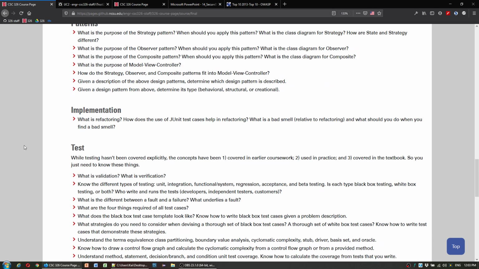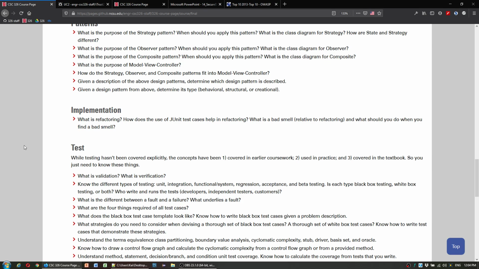All right, given a description of the above design patterns, determine which design pattern is described. I've just described them. Hopefully if you get a description like that, it becomes relatively clear. I would like to think that you're not going to confuse things like the composite pattern versus the strategy pattern. They're relatively disparate. We're not going to have you explain more nuanced descriptions like what is the difference between the factory pattern and the abstract factory pattern and the builder pattern. That's out of scope for what we have here.